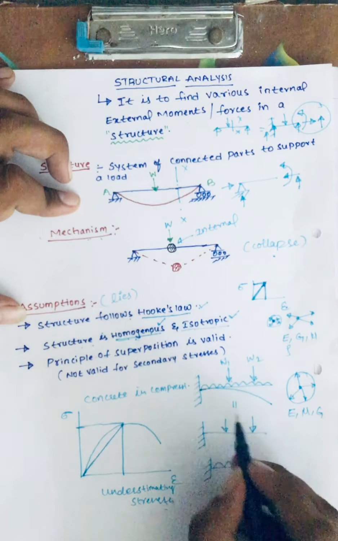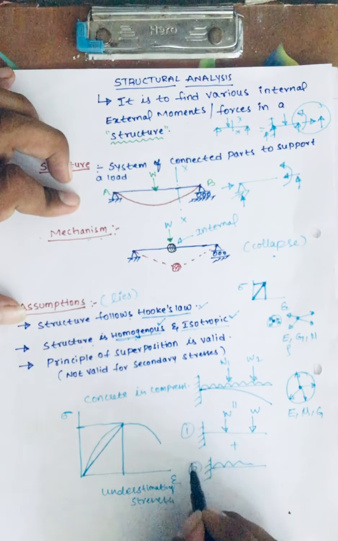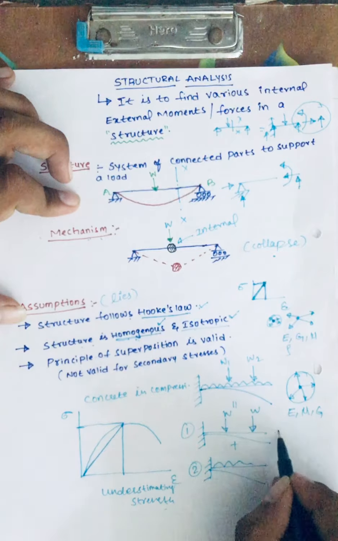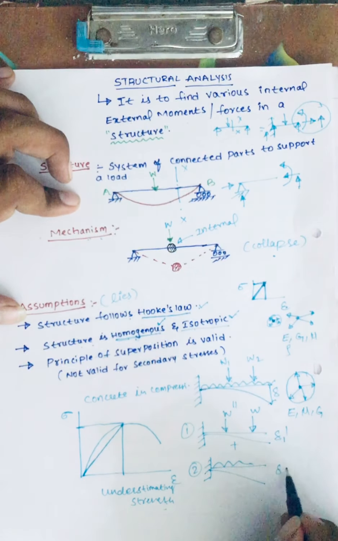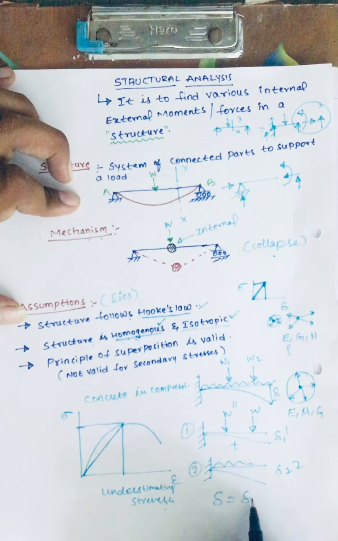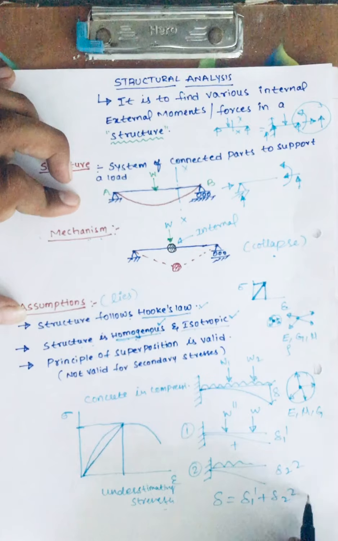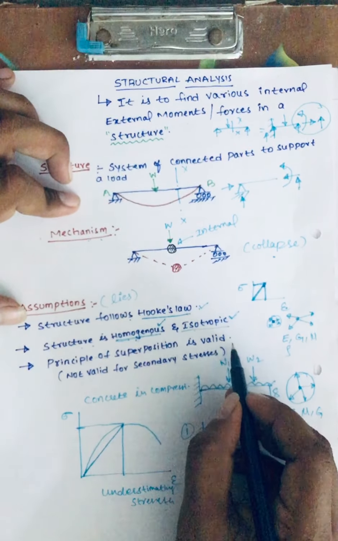But if you split it into two parts, one with point loads, the other one with UDL, so these deflections, this is total delta, this is delta 1 dash, this is delta 2 dash. If you want to get the final deflection delta, you just sum up delta 1 dash plus delta 2 dash. So like this we can follow this assumption. So principle of superposition is valid.